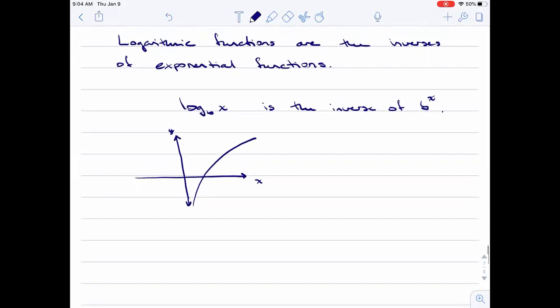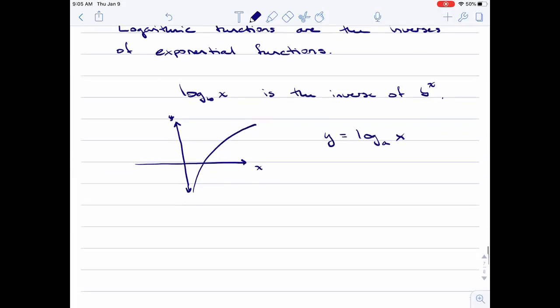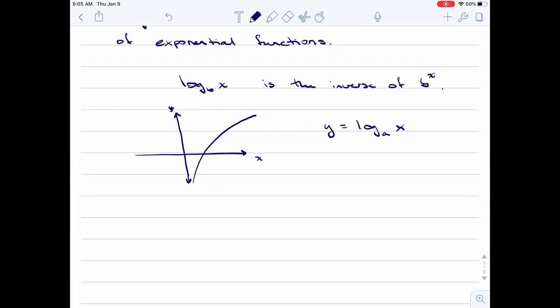The inverse of b to the x is log base b of x. What's that thing where log base a of x equals y, and that is x equals a to the power of y? So if you have y equals log base a of x, then the inverse of y is going to be a to the power of x. Is that what you got?